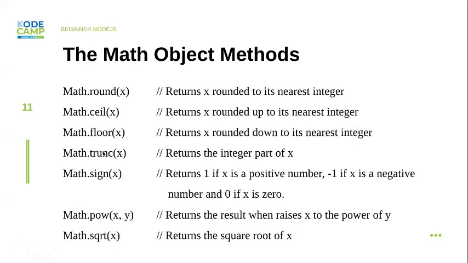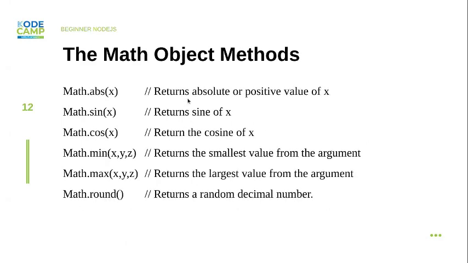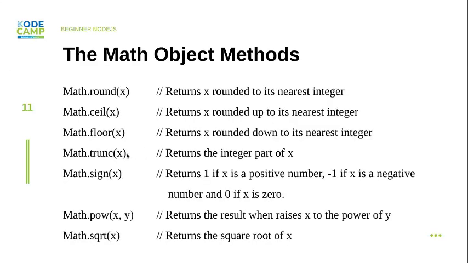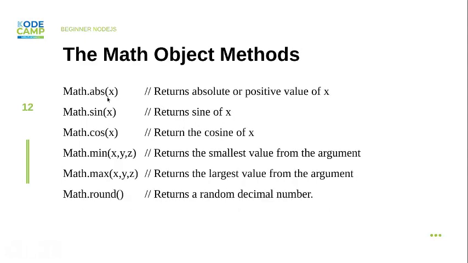right? Okay, but math.trunc only returns the integer part. It's not similar to math.trunc. That one returns the integer part, the whole number part of a particular number you pass to it. But math.abs returns the positive value, right? Absolute or positive value of x.